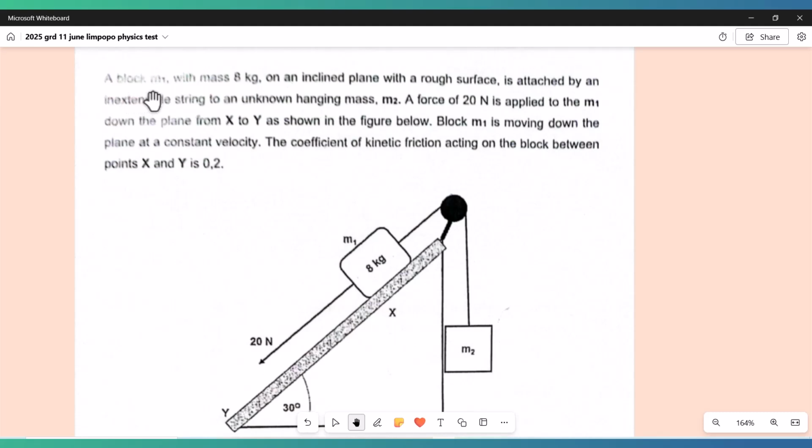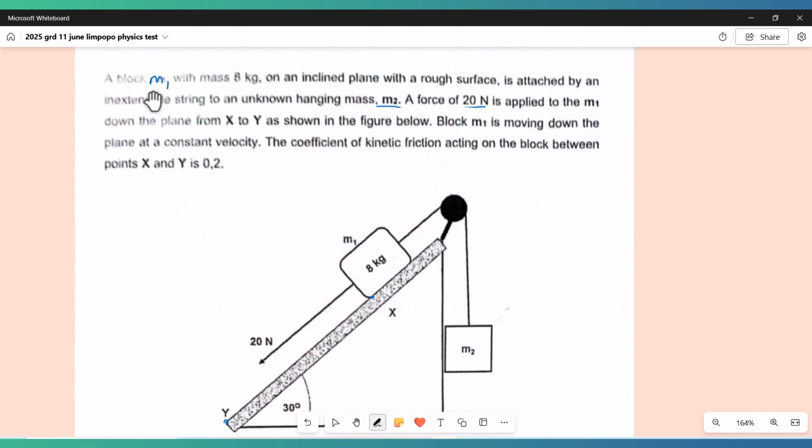A block M1, this one here, with a mass of 8 kg, as you can see it here, on an inclined plane with a rough surface is attached by an inextensible string to an unknown hanging mass M2. Then they say a force of 20 newtons is applied on M1 down the plane from X to Y.